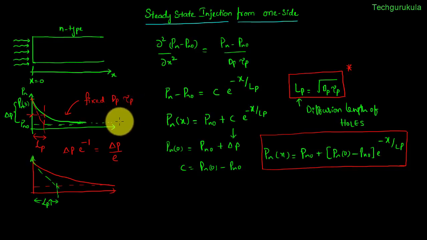This analysis is important because we will be using a similar kind of analysis when we do the diode current equation derivation. Of course, it won't be along the lines of excitation with light, but it would be a different situation. Still, the derivation would look exactly the same.